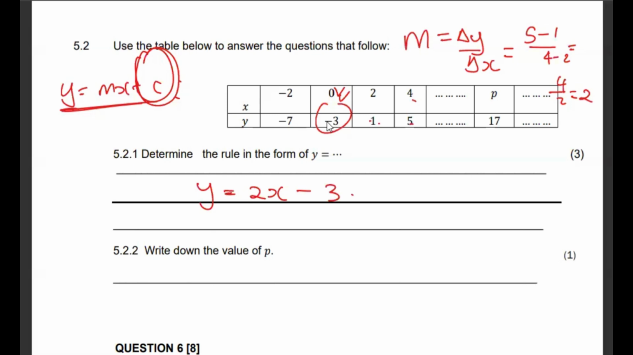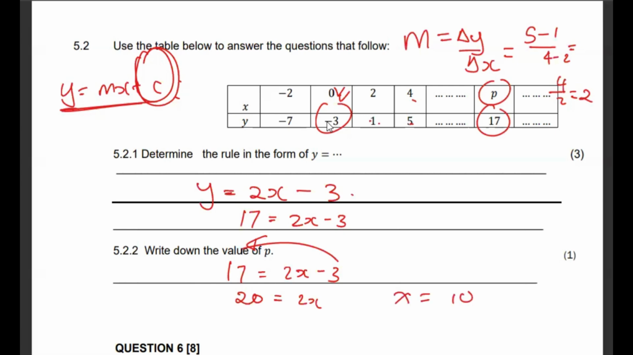Then write down the value of p. So p is the x when the y is 17. So 17 is 2x minus 3. Move the 3 to that side. It's going to be 20 is 2x, meaning that x needs to be 10. So p needs to be 10.